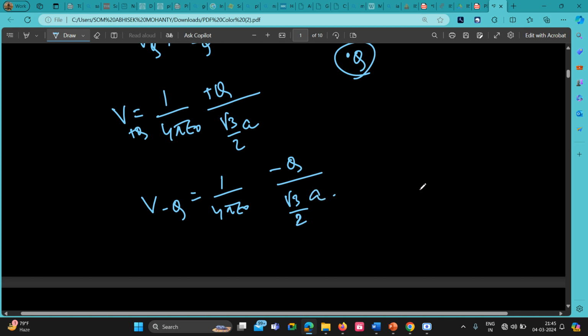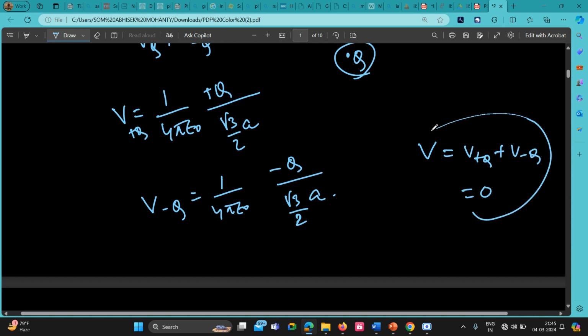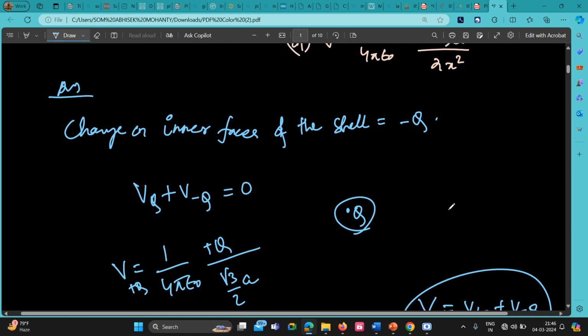So that's it. If you see, the total potential here is V equals V plus Q plus V minus Q, that is 0. Yeah, that's the answer. Answer is 0.